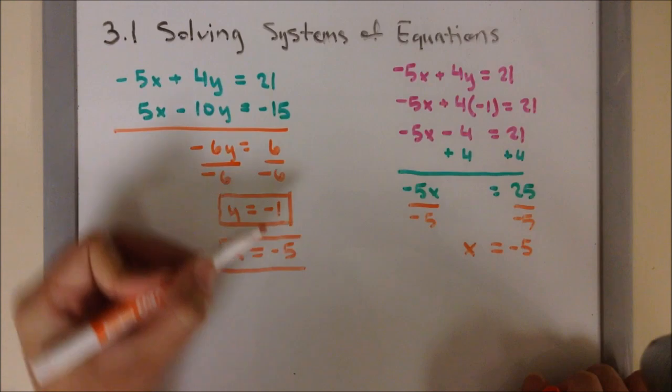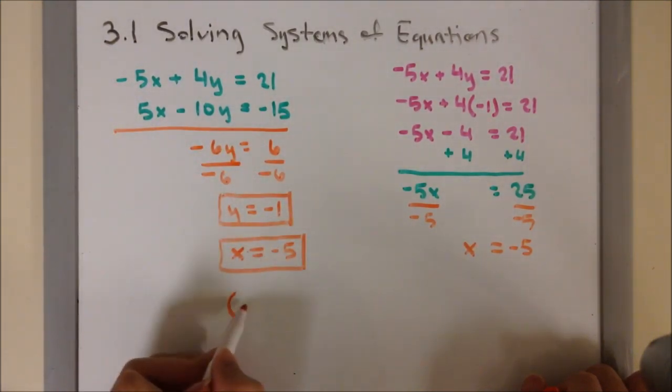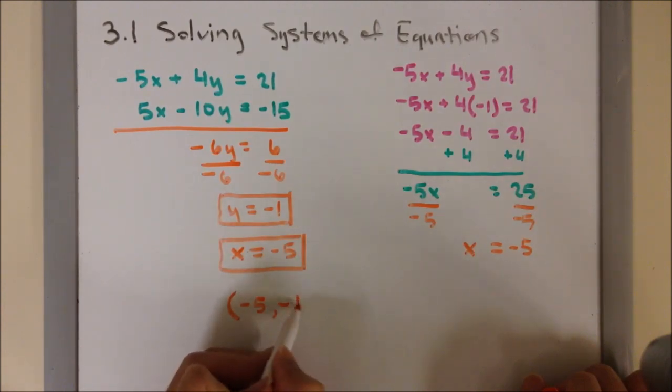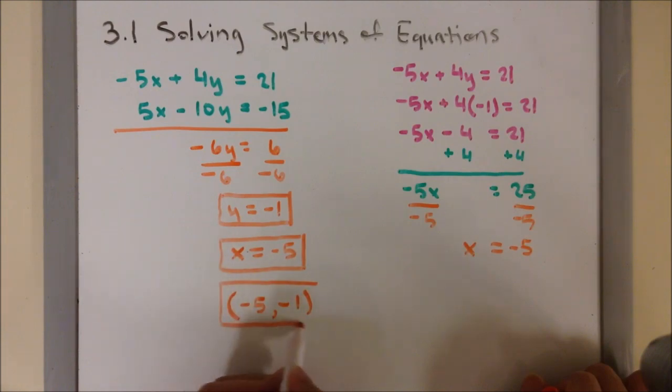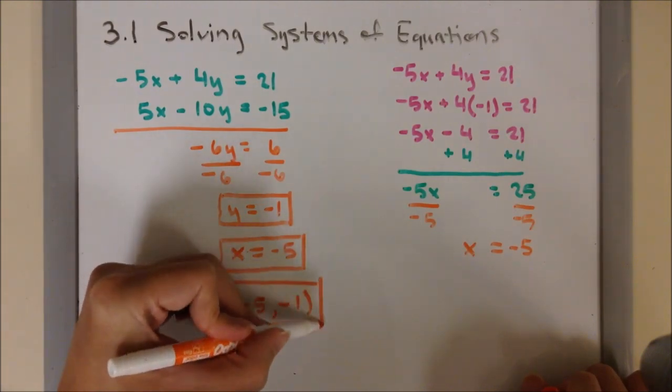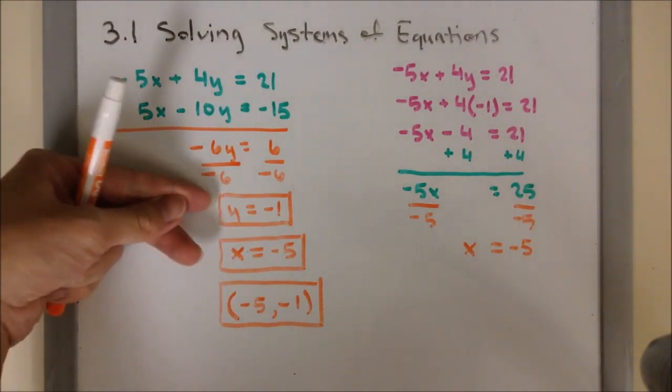Now if I want to write it as a coordinate point, parenthesis, x comes first, so negative 5, and then y, which is negative 1. So here's my solution in coordinate point form. Or you could write it as two solutions, one for y and one for x.